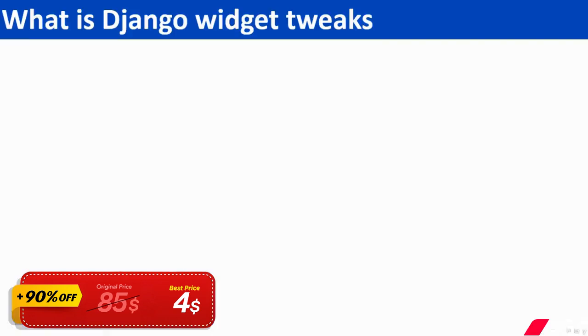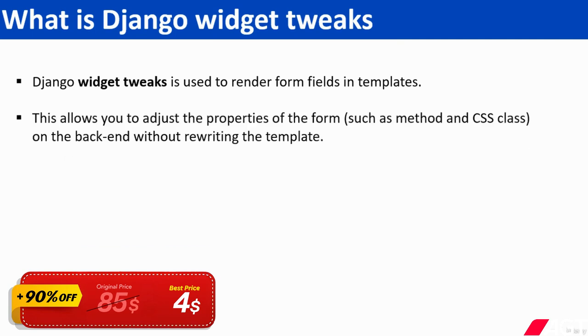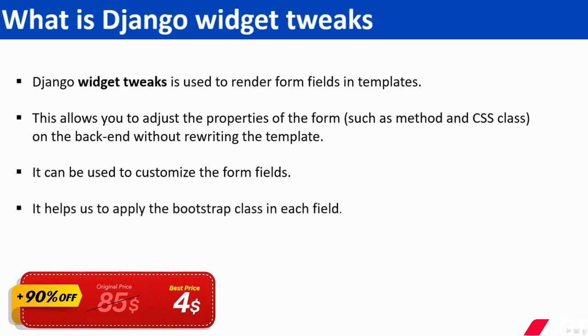What is Django Widget Tweaks? Django Widget Tweaks is used to render the form fields in a template. This allows you to adjust the properties of the form, such as the methods and the CSS classes, on the back end without rewriting the template. It can be used to customize the form fields. It can also help us to apply the bootstrap classes in each of the fields within the form.